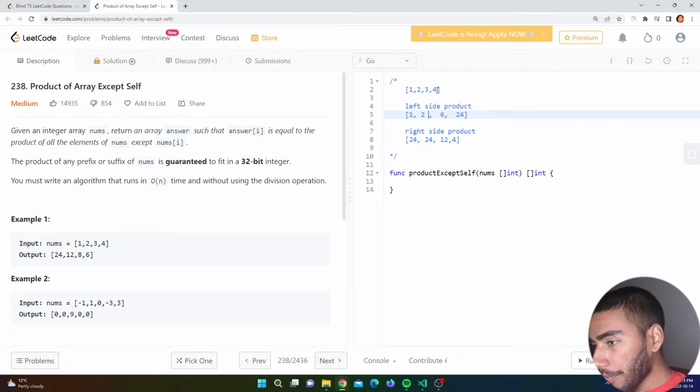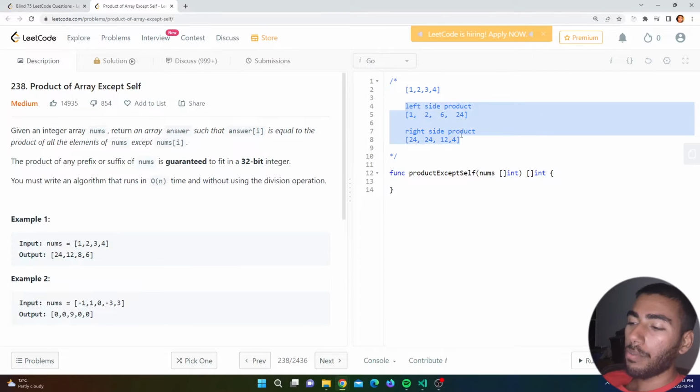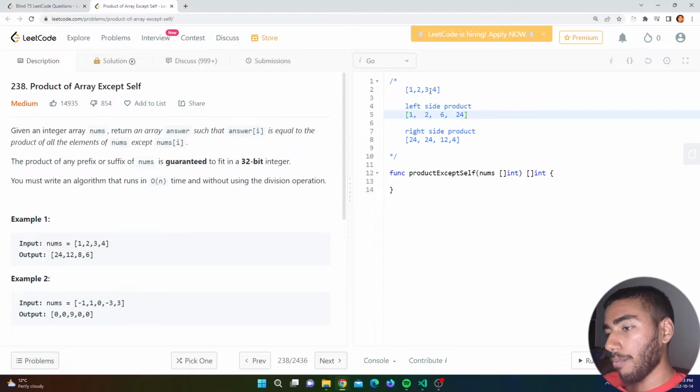If you notice now, what's strange is that almost all of the numbers that we need exist in these two arrays. One thing we're going to do is put a 1 at the start of the left and right side products. So over here we'll put a 1, and then over here we'll put a 1 as well. And then we can remove this index over here because this is a length of 5, and this is only a length of 4.